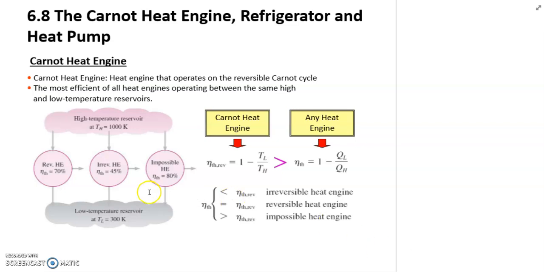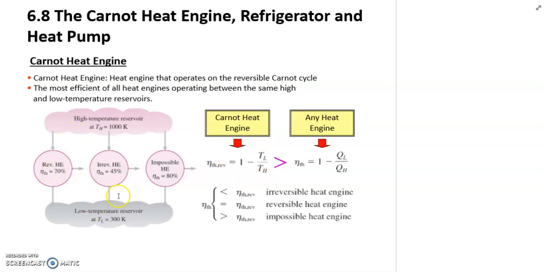So we see here, let's say that we use the same reservoir for 3 different types of heat engine. First we have a reversible heat engine, then an irreversible heat engine, and an impossible heat engine. So let's look at this. Your reversible heat engine will be the most ideal case. So the equation is like this. η, the efficiency, equals 1 minus TL over TH.